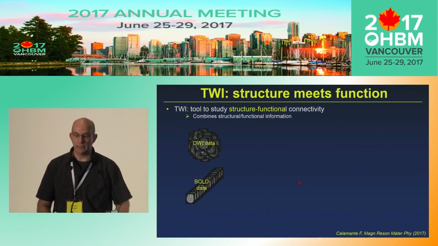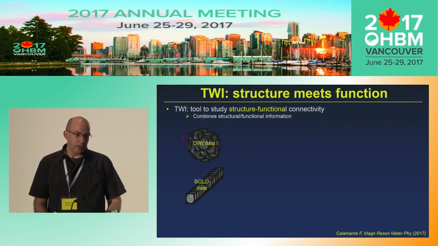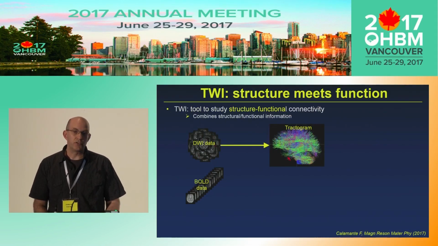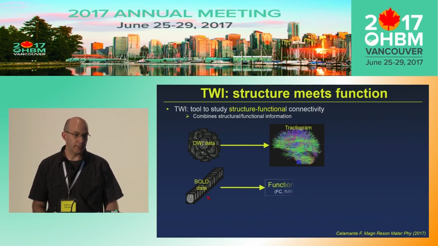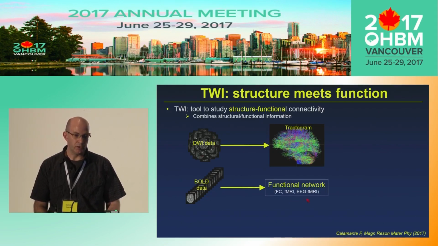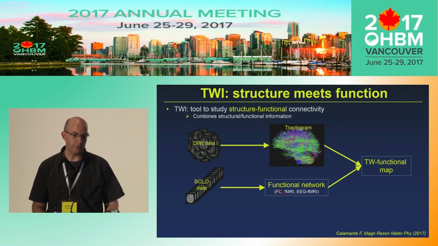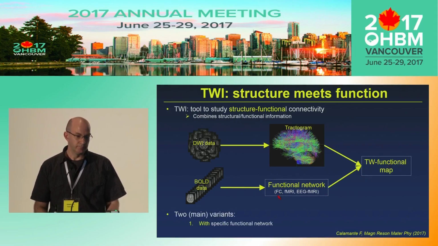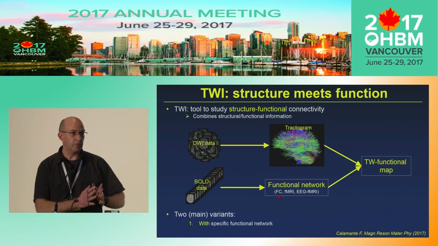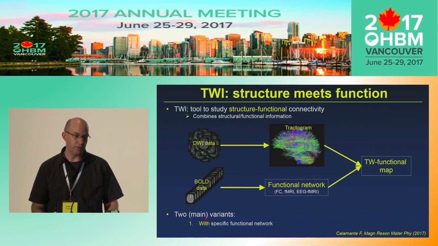So to explain this in a bit more detail, if you take your diffusion MRI data, you can generate your tractogram. If you take your BOLD data or any other fMRI data you use, you can generate networks, either functional connectivity, fMRI, or any other network that you generate. And then you can combine them to generate a track-weighted version of the network that you had here. And this is where the method branches into two main ways to do it.